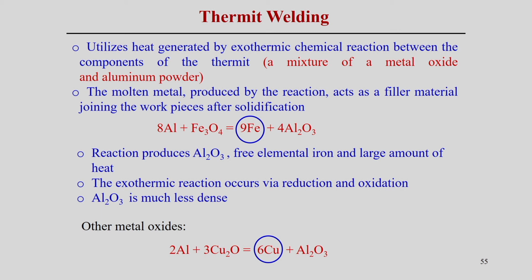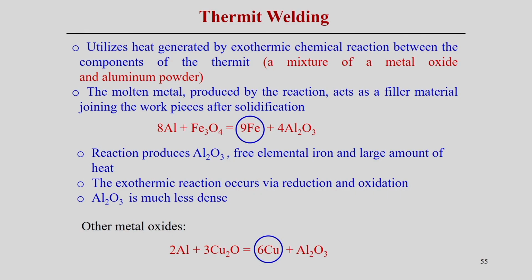We will see how the reaction happens, and how it helps to join the components. Basically, this utilization of chemical energy for joining is normally used in very remote locations. For example, there is a huge application of this process in railway tracks. In this case a mixture of metal oxides and aluminum powder is required, such that it will create an exothermic chemical reaction. The molten metal produced by the reaction acts as a filler material in the gap between the two components, joining the workpieces after solidification.